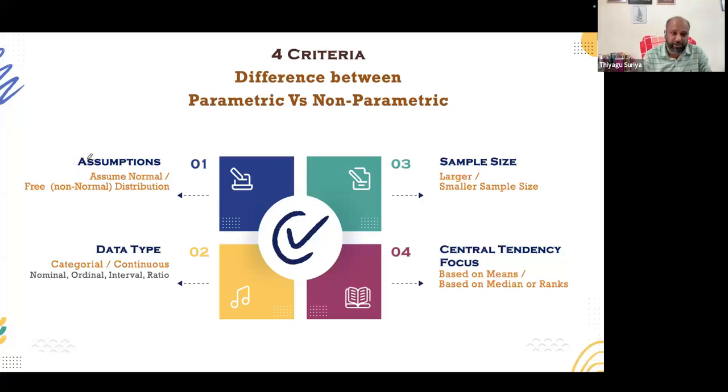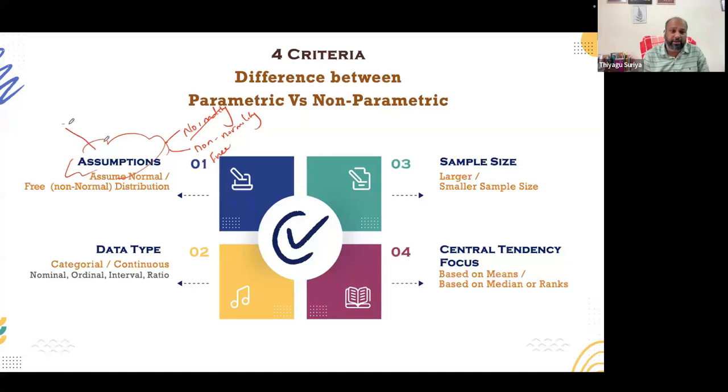The first one, assumptions. So what is called assumption in this sense? The assumption in this case is called normality, right? You know that there are two kinds of distribution. Basically, one is called normality. The other one is called non-normality, right? Non-normality we may call a free distribution. Listen, there are two kinds of distribution: normal distribution, and the other one is called free distribution.